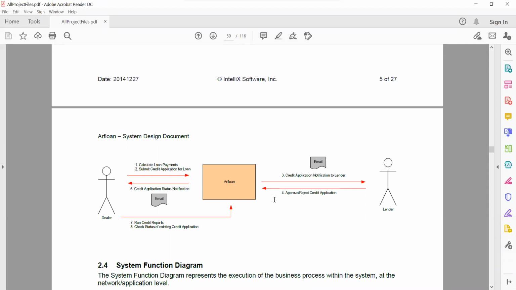The only thing additional here is the email notification. Previously we did not have that. It was just a notification, but as it drilled down a little bit further, they said, oh, it can be email notification, maybe text notification, SMS, whatever. But here they are choosing the email notification that will go out to the lender.